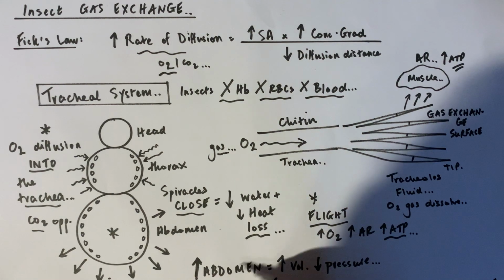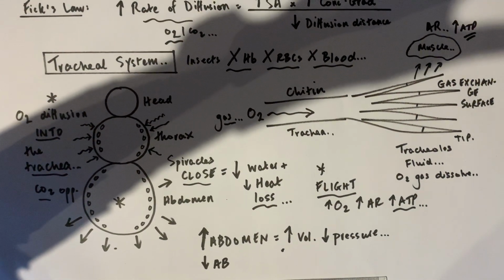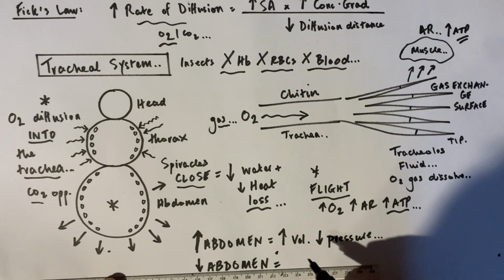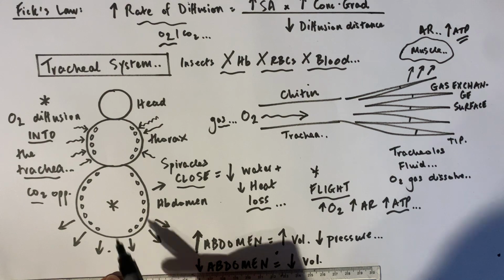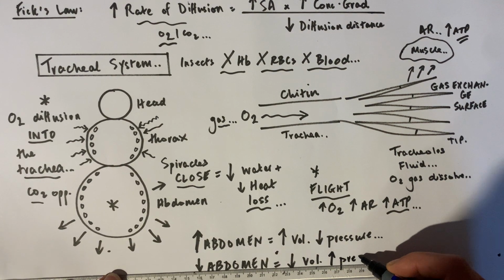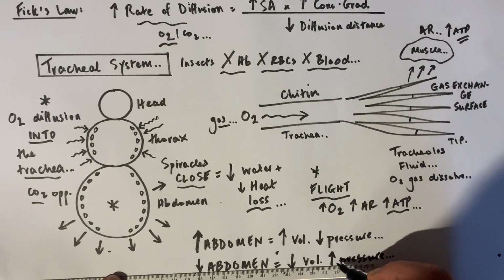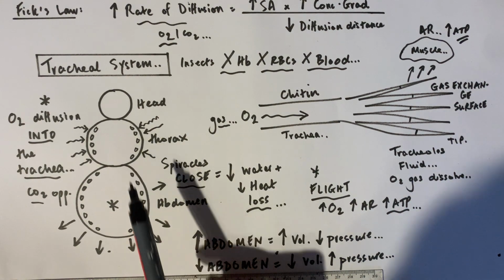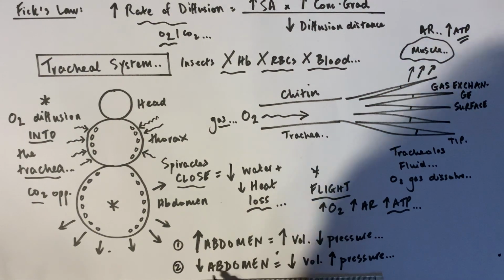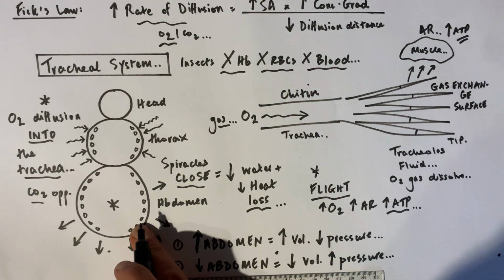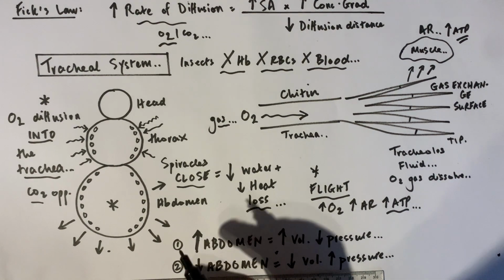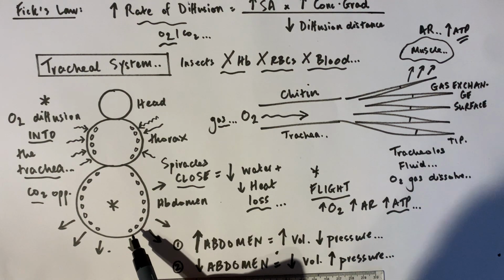The abdomen then does the opposite. So the abdomen decreases in size. And what that does, that decreases the volume of the abdomen, and that's going to increase the pressure of the air within the trachea of the abdomen. So these thorax spiracles then close, and when this second process occurs, the abdomen's getting smaller, the volume's decreasing, the pressure's increasing, these abdomen spiracles then open, and it forces the air with carbon dioxide in it out of the open spiracles along the length of the abdomen.